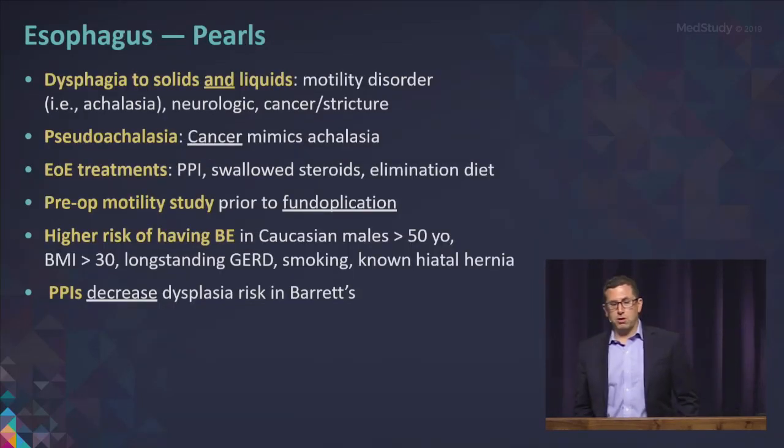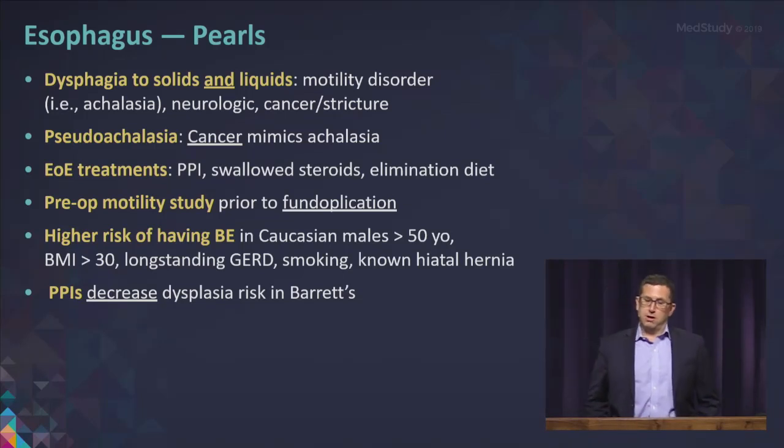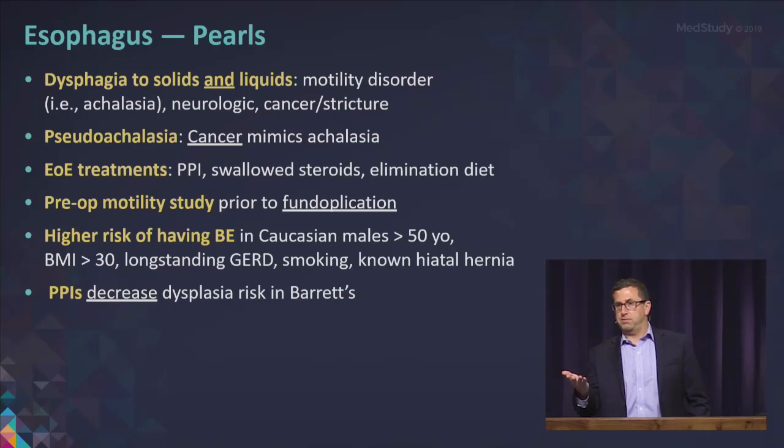So here's the first Pearl slide. So I'm hoping, again, that you guys could read this right before the test. So dysphagia to solids and liquids, motility disorder, right, like achalasia, neurologic, or a cancerous stricture. Those would be typical for dysphagia to solids and liquids. Remember, pseudoachalasia, cancer mimics achalasia. We discussed this. Treatment for eosinophilic esophagitis would be PPI if there's PPI-responsive eosinophilic esophagitis. However, we often use swallowed steroids, and then we send the patient to an allergist to discuss an elimination diet.